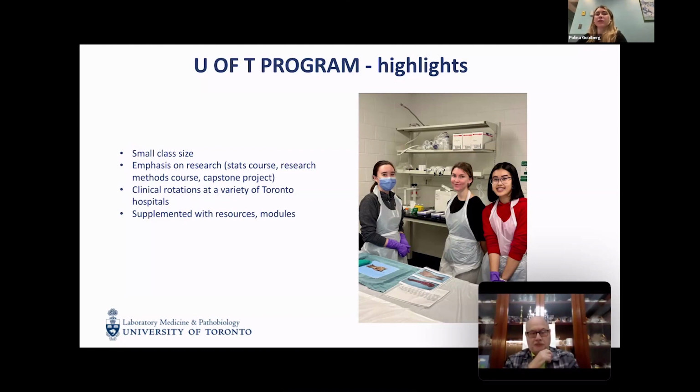This program emphasizes research quite heavily. So we do take a stats course, a research methods course. We have a capstone project that Will talked about. So if research is something that you like or are interested in, this could definitely be the program for you. Although research isn't the primary aspect of a PA, all of these research courses and the capstone project do give you an in-depth understanding of pathology and also critical thinking, which is really important to the job.